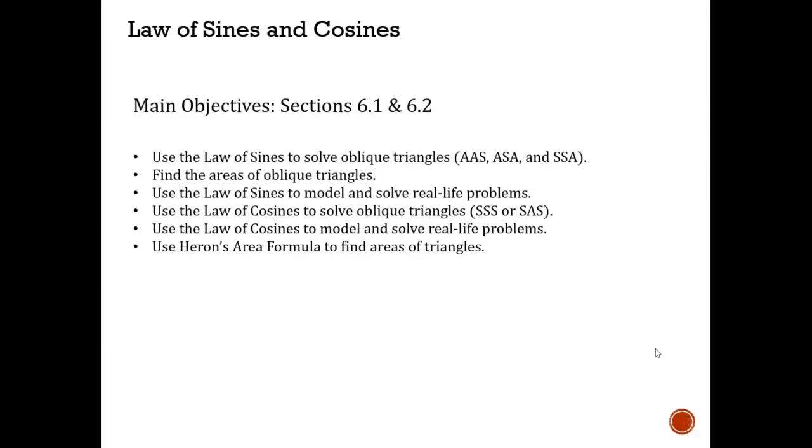The objectives today, those of you in the class, you should be able to see from your book, sections 6.1 and 6.2. So we're going to use the law of sines to solve our oblique triangles, and these are some of the examples. AAS, which means you have two angles and a side of a triangle given. ASA, an angle, a side, and an angle, and SSA, two sides and then an angle. We're going to also look at areas of triangles.